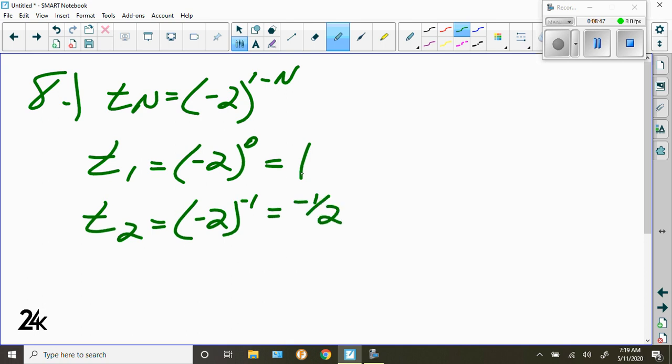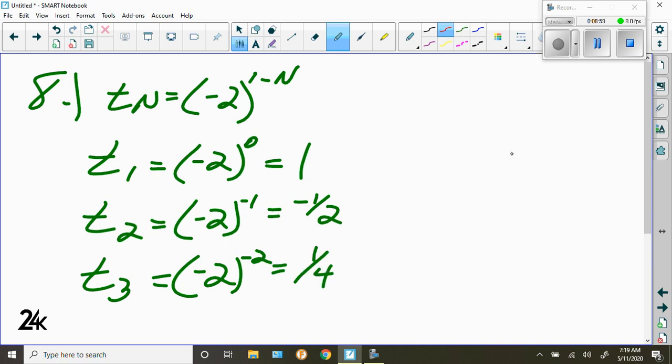And then I was like, I don't know if I see the pattern yet. So then I did the third power also. So it'd be negative 2 to the 1 minus 3, which is negative 2, which would be 1/4. Oh, I see the pattern. R equals negative a half. I'm multiplying by negative a half each time.